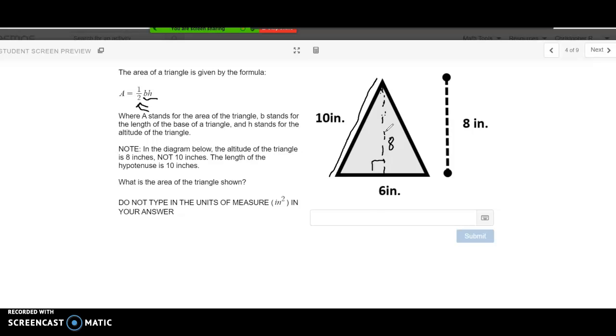But in any case, what I want is the 6 and the 8. So I'm going to do 6 times 8, and then I'm going to divide it by 2. So let's go ahead and enter all of that into my Desmos calculator.